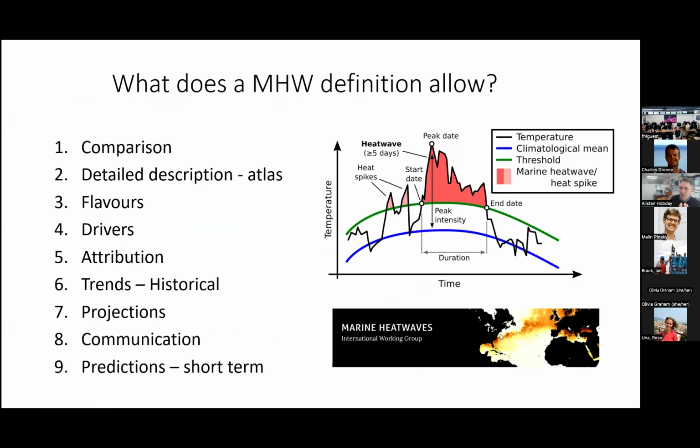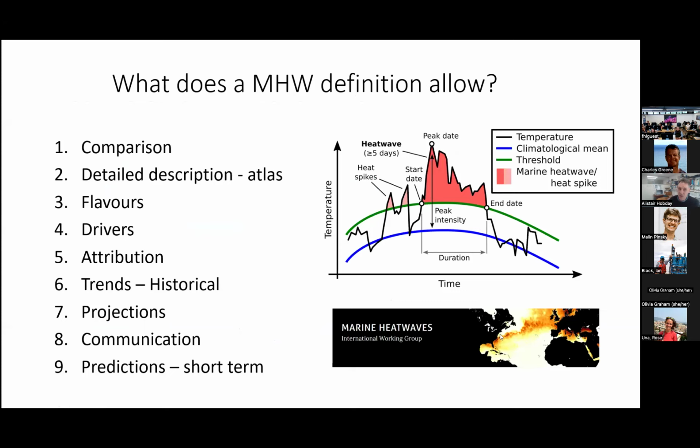So now that you have a definition, what does it allow you to do? These are 9 advantages of having a consistent definition. The biggest one for me is that you can do comparison between different regions of the world, and my study can be easily compared to one that Chuck might do or that Andy might do in a different region. And so that comparison aspect, I think, was really important.